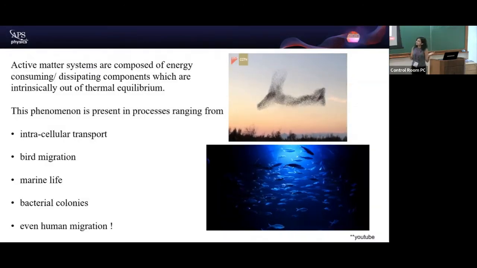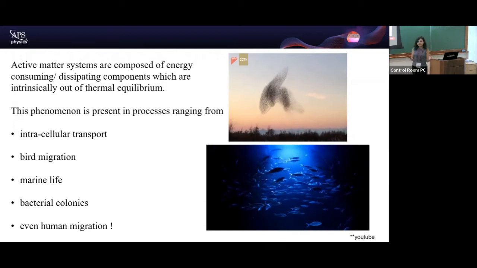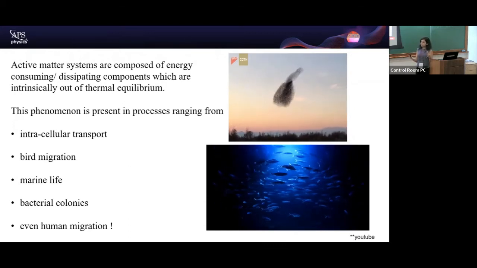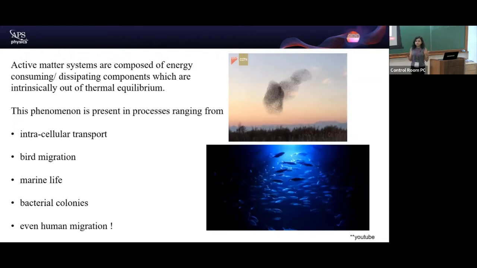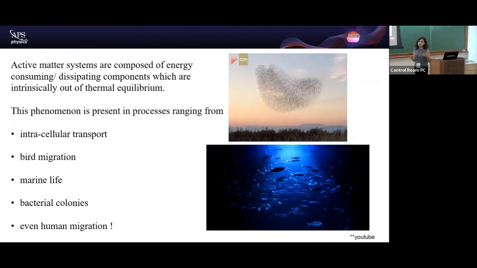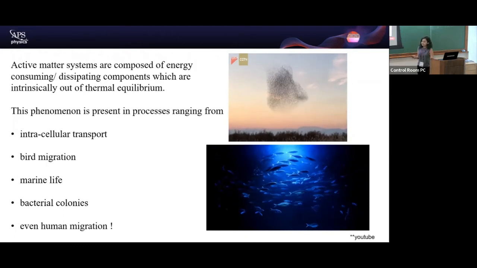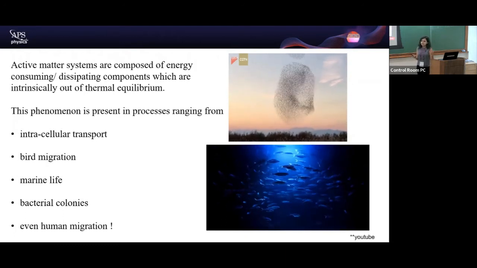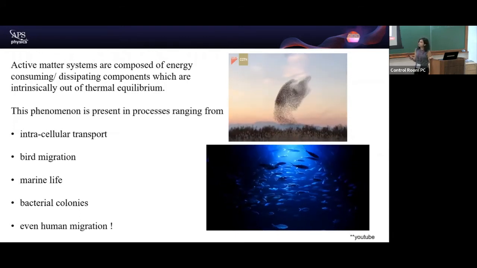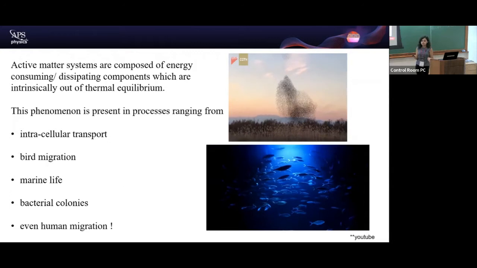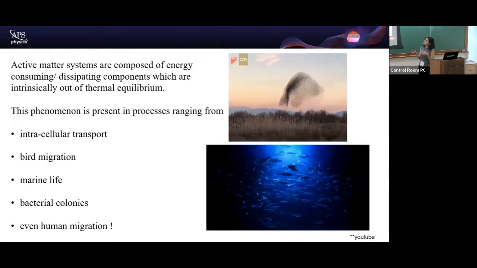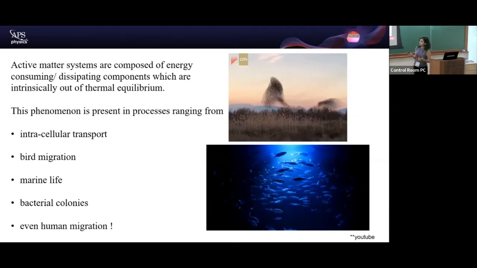We have heard the talk just now. So an active matter system is a system where there are many components, and each component is always out of equilibrium because there is always some intrinsic energy dissipation or consumption. And this is quite a popular phenomenon. You'll find it everywhere in nature, and when they are in large numbers, they produce very beautiful patterns like what you're seeing over here.